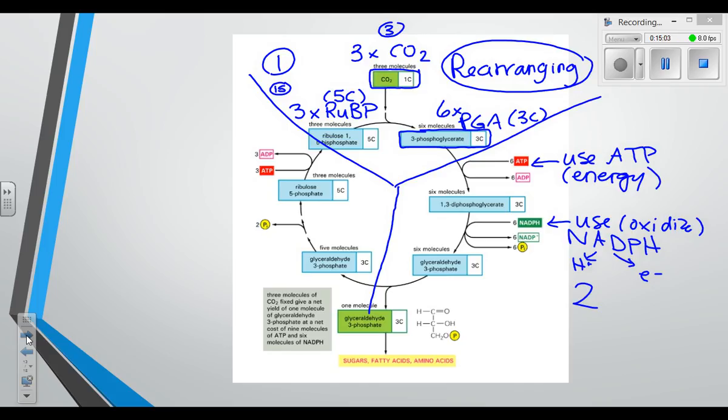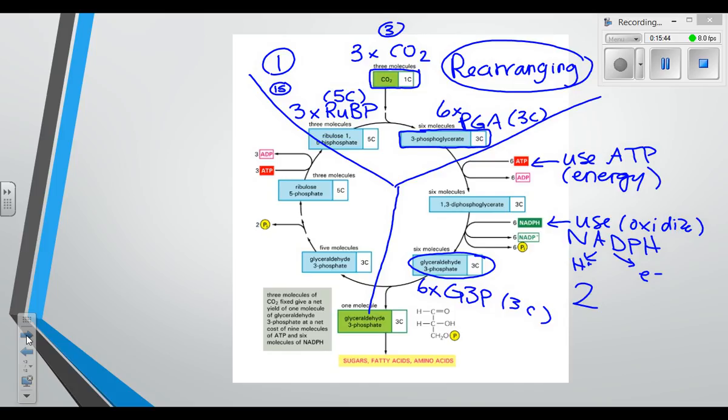So I'm going to use ATP for energy. I'm going to use NADPH to get some hydrogen and some electrons. And I'm going to end up with this molecule, G3P. It's actually glyceraldehyde 3-phosphate, but I think you'll agree G3P is much easier. I still have 6 copies, like I had before. So I had 6 copies of PGA, and I have 6 copies of G3P. It still has 3 carbons in it, so I haven't done anything with the carbons, but I've added energy and I've added hydrogen to it.